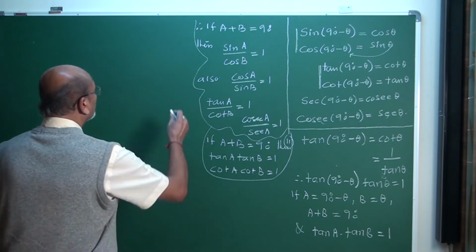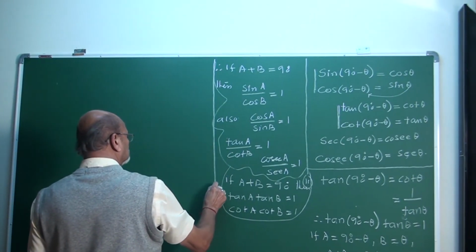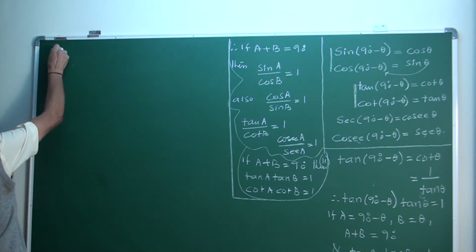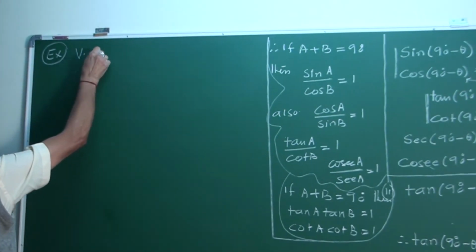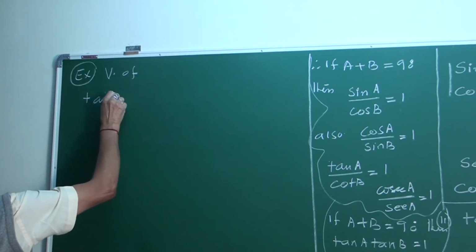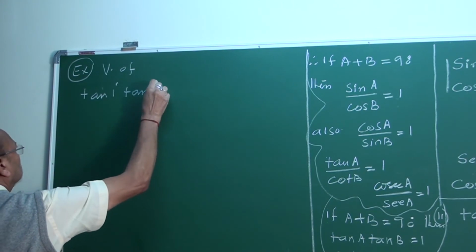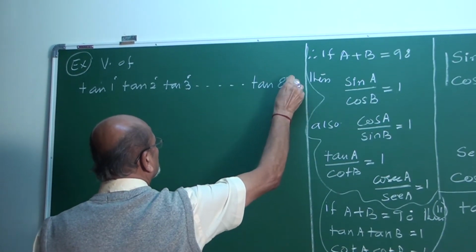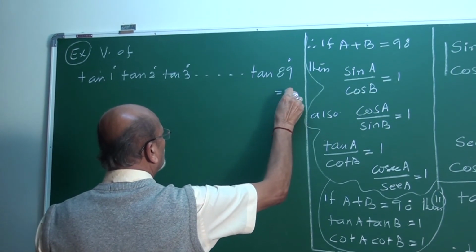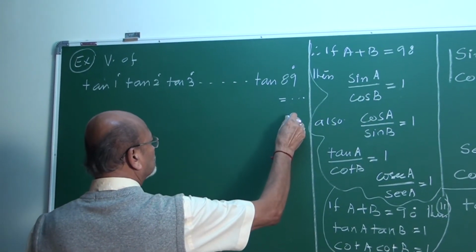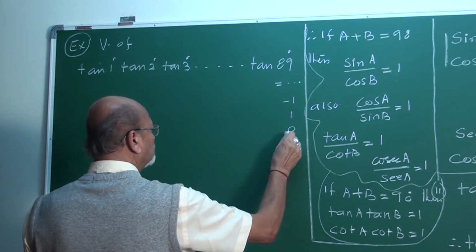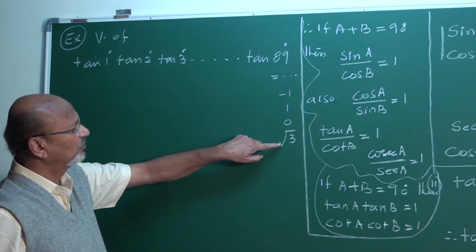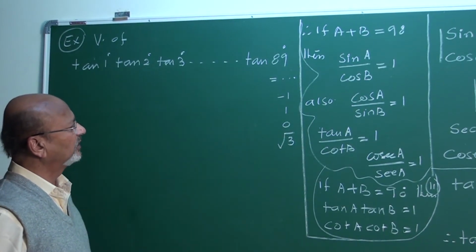This is a CET question, my friend. Yes. CET question. The value of tan 1 degree into tan 2 degrees into tan 3 degrees, like this, my friend, up to tan 89 degrees equals dash. My friends, these are the options: minus 1, plus 1, 0. Fourth option is root 3. These are the options given: A, B, C, D.